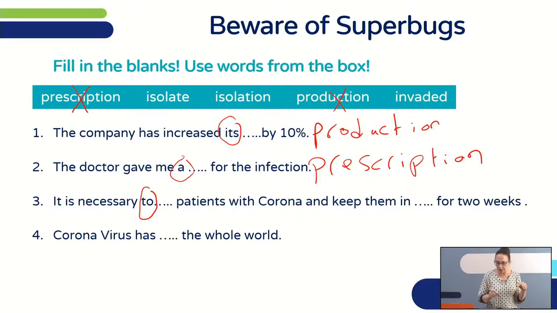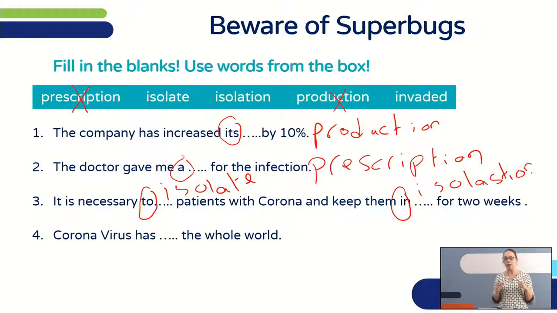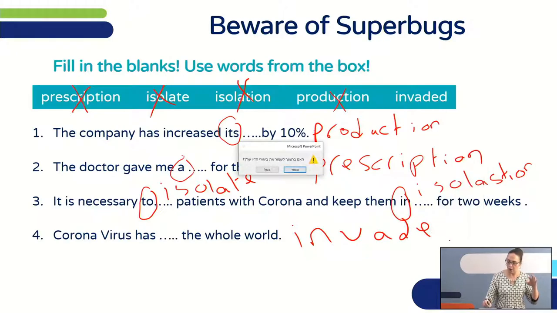Patients with corona and keep them in, we need a noun. So here we have two terms to work with, isolate and isolation. So here the verb goes here. After to, it is necessary to isolate patients with corona and keep them in isolation. Here we use the noun, okay? So then we have the fourth one. So here we have one word left, which is invaded, and it goes with the fourth sentence, which is coronavirus has invaded. Has spread all over the world.